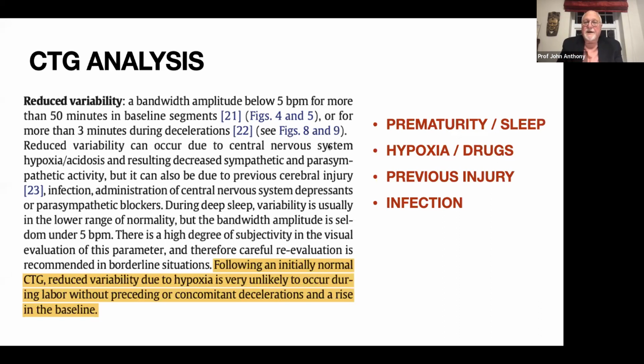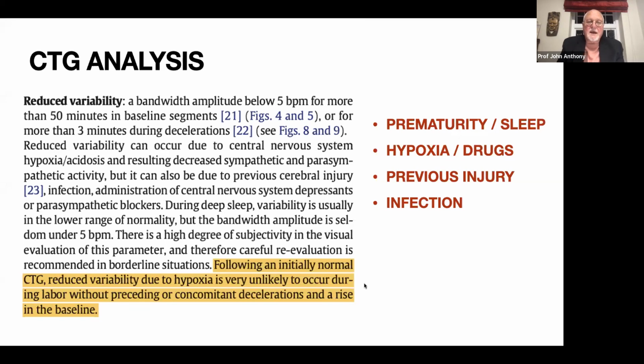Now, we know that, for example, prematurity and hypoxia are important causes of a flat tracing. We also know that the baby that's asleep or the baby that's been drugged with narcotic analgesics given to the mother may have a flat tracing. But to that, we also need to consider whether or not there's evidence of intrauterine infection, which can also cause a flat tracing, and whether there's perhaps evidence of a previous neurological injury. These are all factors that are known to be associated with a flat tracing.